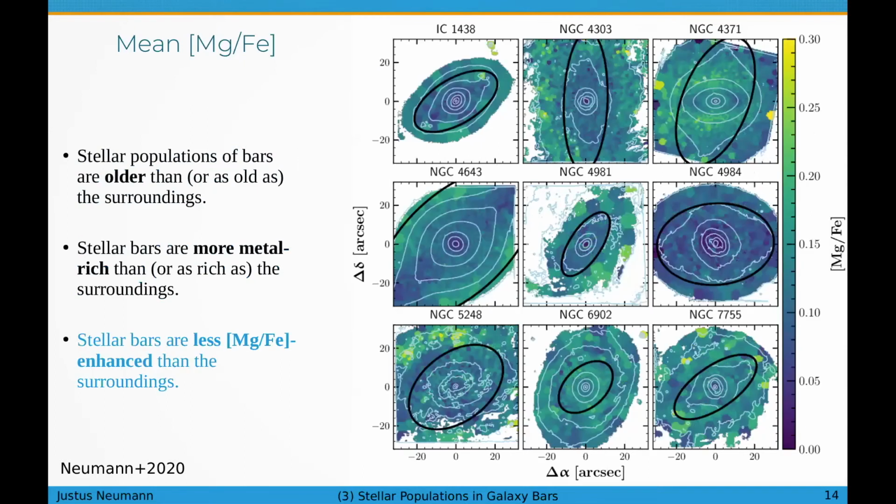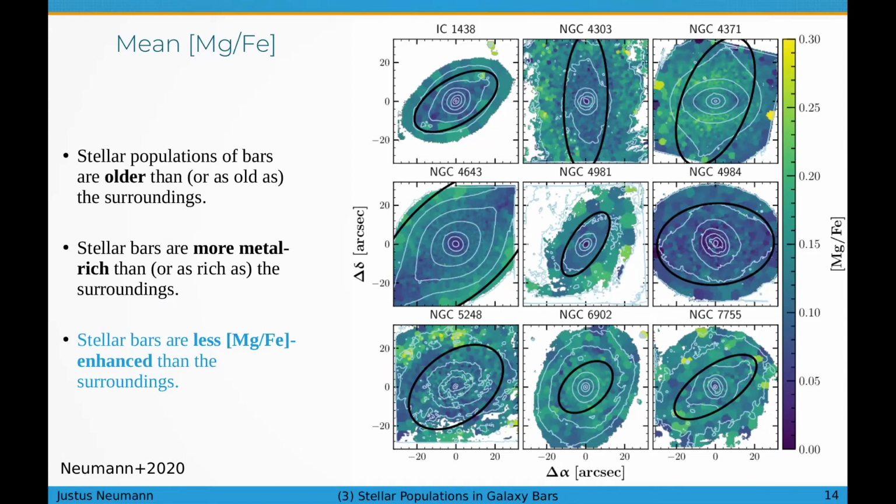And then we can also look at magnesium over iron. And now we see that the stellar bars, inside these black ellipses, have a little bit lower magnesium over iron, so they're less enhanced than the surroundings. These are all just more general trends, without looking in detail at some of these bars, but the trends were quite clear. Bars are generally older, more metal-rich, and less alpha over iron enhanced than the immediate surroundings. I'm not talking about the outer parts of the galaxies, but really the central parts.